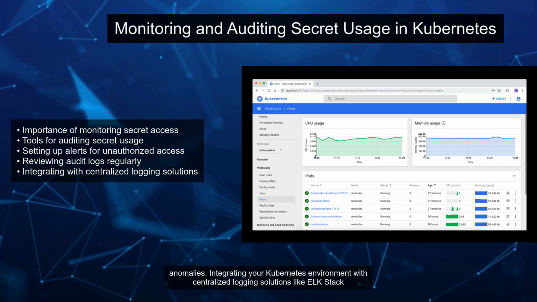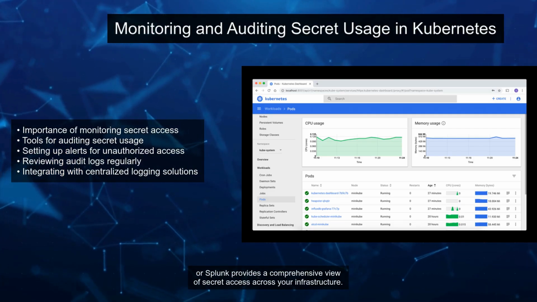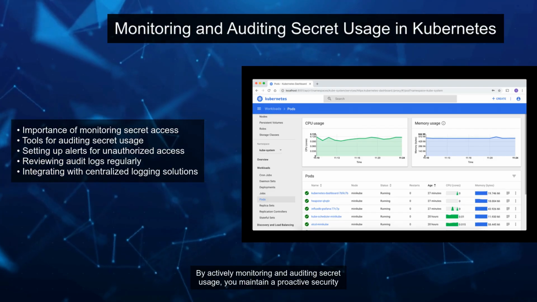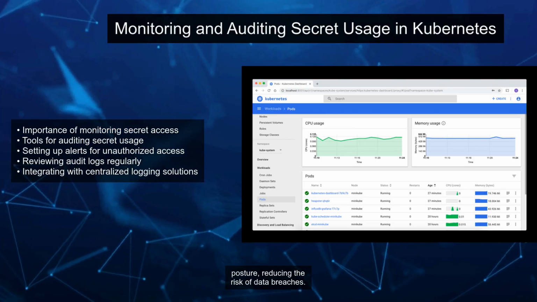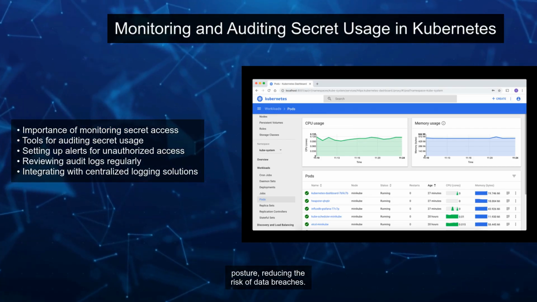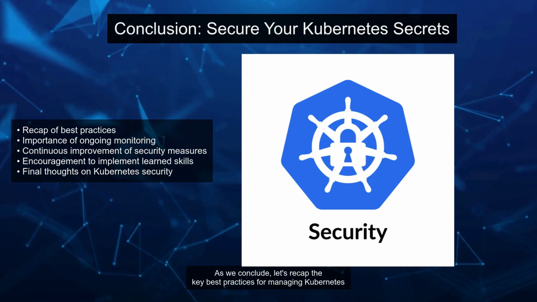Integrating your Kubernetes environment with centralized logging solutions like ELK Stack or Splunk provides a comprehensive view of secret access across your infrastructure. By actively monitoring and auditing secret usage, you maintain a proactive security posture, reducing the risk of data breaches. As we conclude, let's recap the key best practices for managing Kubernetes secrets securely.